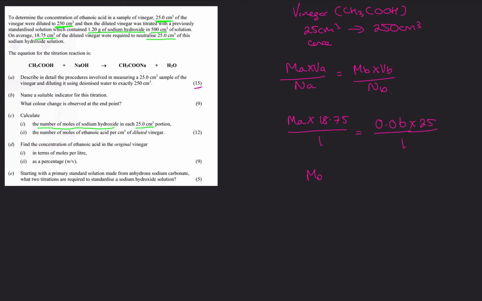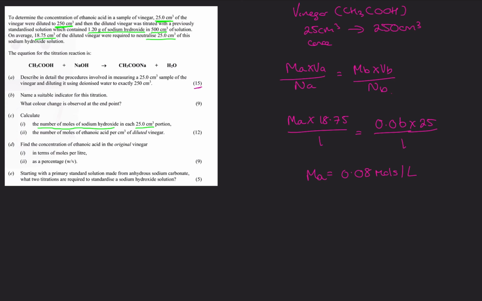So if you work out all of that, you'll find the molarity of the acid to be 0.08 moles per litre. Now, that's not what it asked you for. It asked you the number of moles of ethanoic acid per centimetre cubed of diluted vinegar. So we're working with the diluted vinegar here because that is what was used in the titration. Okay, so that's the molarity of the diluted acid.